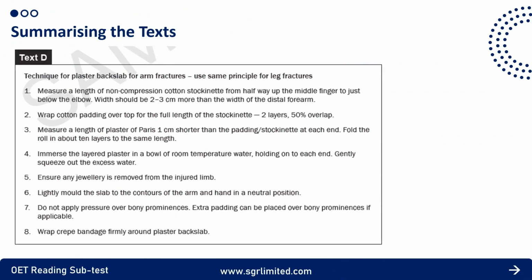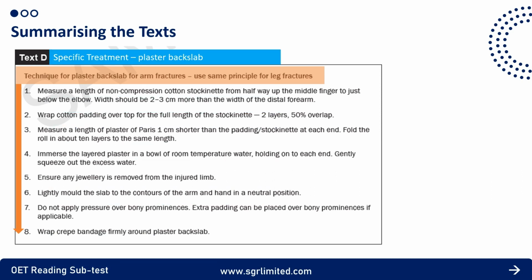For text D, we find a numbered text with a heading. The heading states that this is a technique for applying plaster backslab. Technique means a method, a process, or a procedure, a way of working, which means that even though we didn't read numbers 1 to 8, we know that they are the steps to be taken for applying plaster backslab, which is a form of a treatment for a fracture.